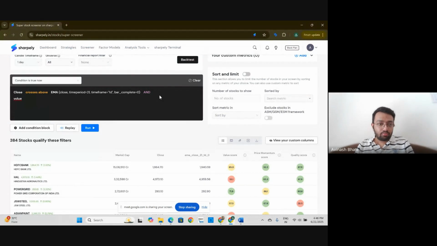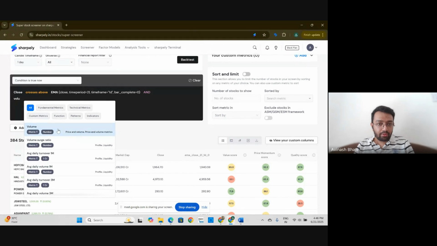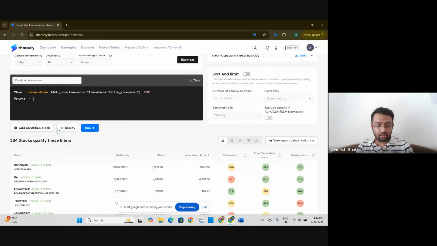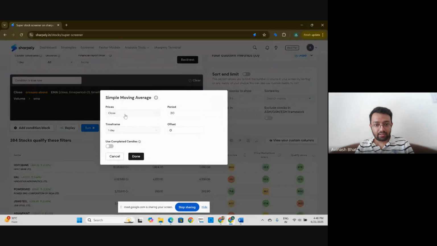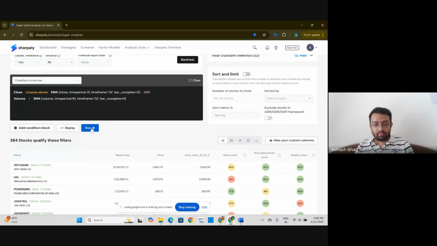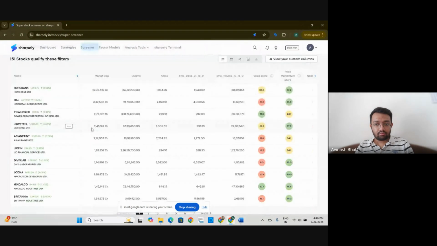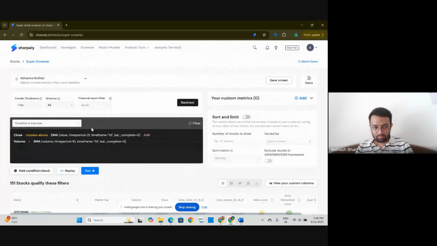So volume should be greater than, let's say, the SMA of the volume in the last 10 days. You can do that as well. So with SMA, our metric now becomes the volume of the last 10 days. So if I click on run, we have 151 stocks now. So this is a very basic example, right?